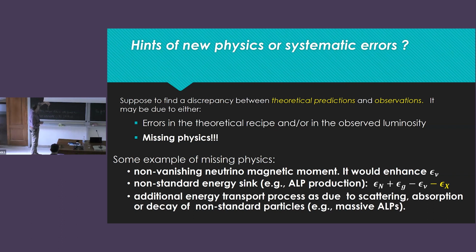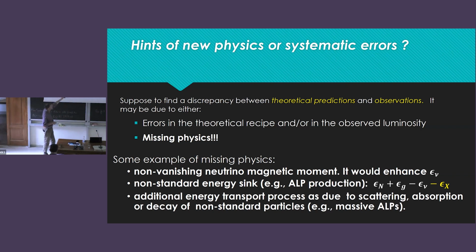And here are some examples, concerning the equation we have seen before, the energy conservation. For instance, a non-vanishing neutrino magnetic moment may change the neutrino production rates. It gives the possibility to have, in addition to weak interaction, also electromagnetic interactions. This may increase the neutrino production rates, and so modify the predictions of the luminosity.